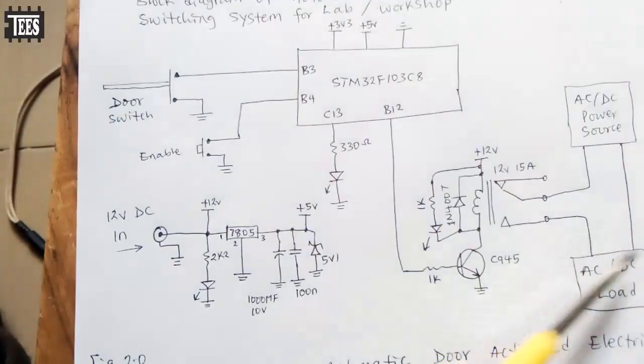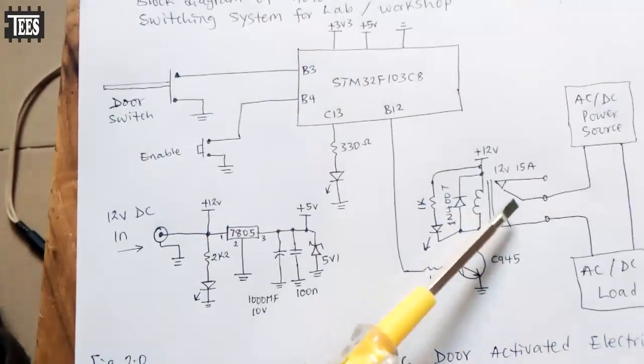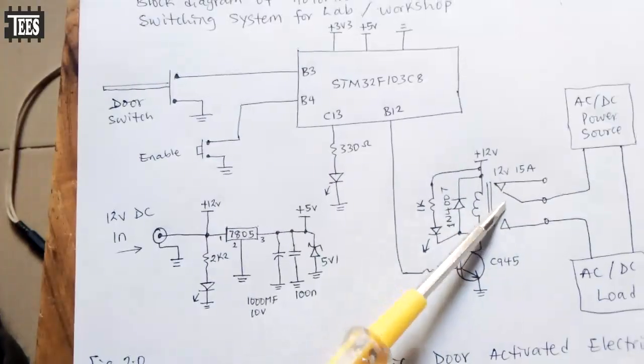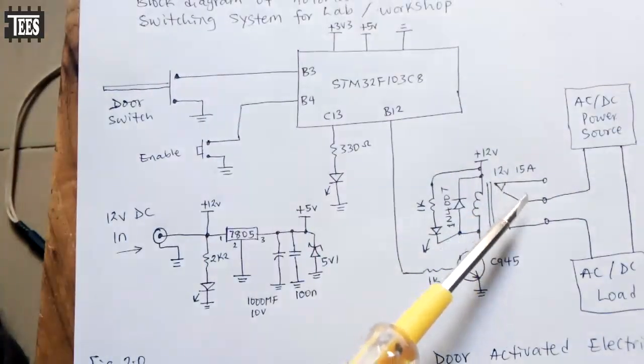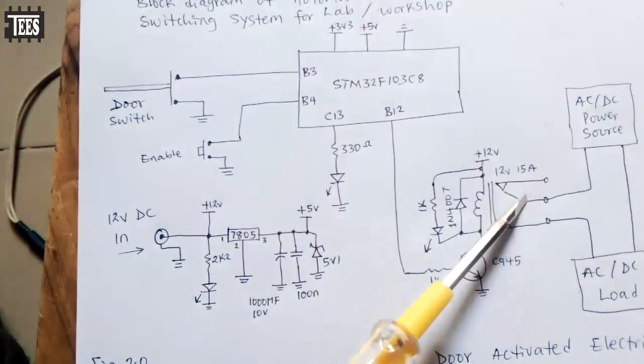So this is the main supply going into your workshop or to whatever appliances you are powering with this. You understand? Now use the size of the relay according to your need. Here I just decided to use 15 amps.